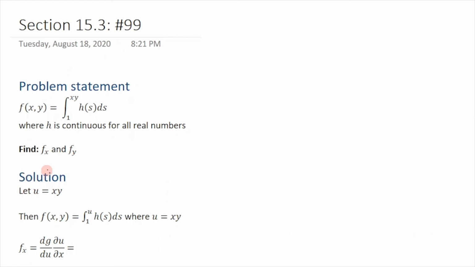To solve this problem, let's consider this as a composite function. Let's call this guy u. And in this case, we will have f of xy equal to integral from 1 to u of h of s ds. And this whole thing I'm going to consider as some function of u, and I'm going to call it g.